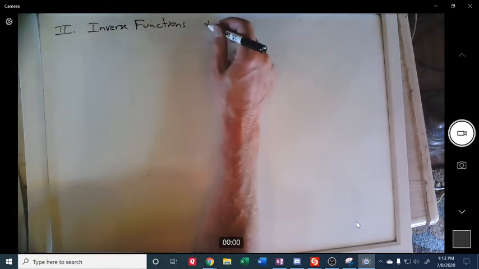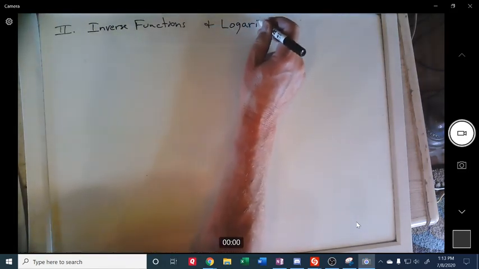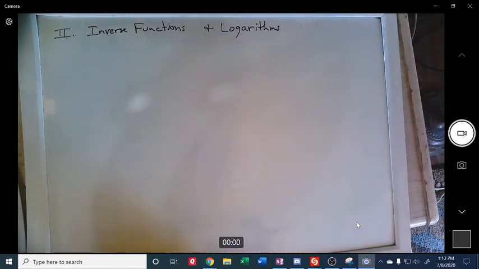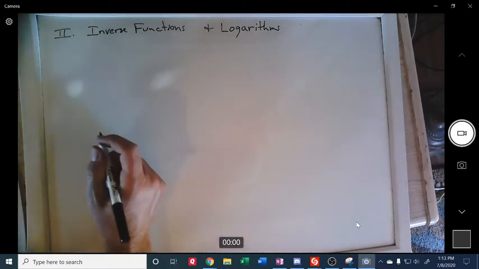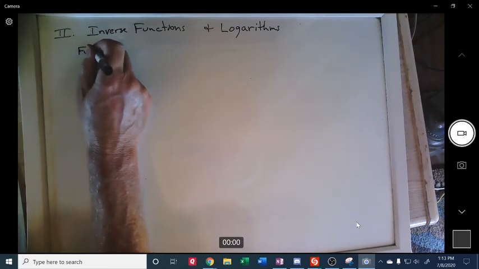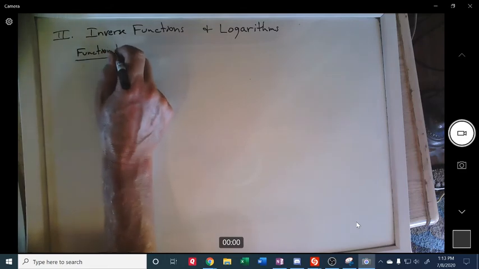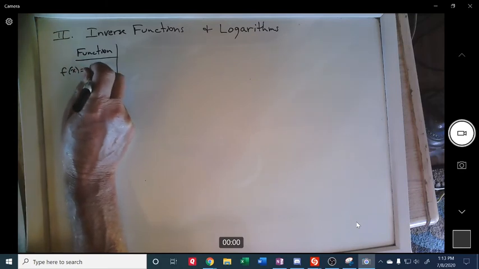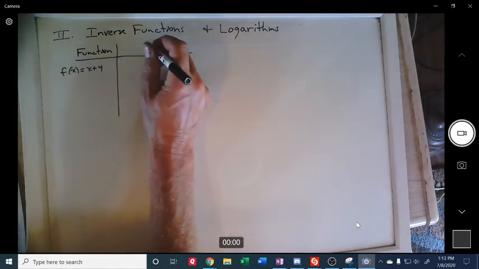part 2, inverse functions and logarithms. Okay. So, in a college algebra class, I might have a table like this. Here's my original function. Suppose it was f of x is x plus 4. Then I would have my inverse function.